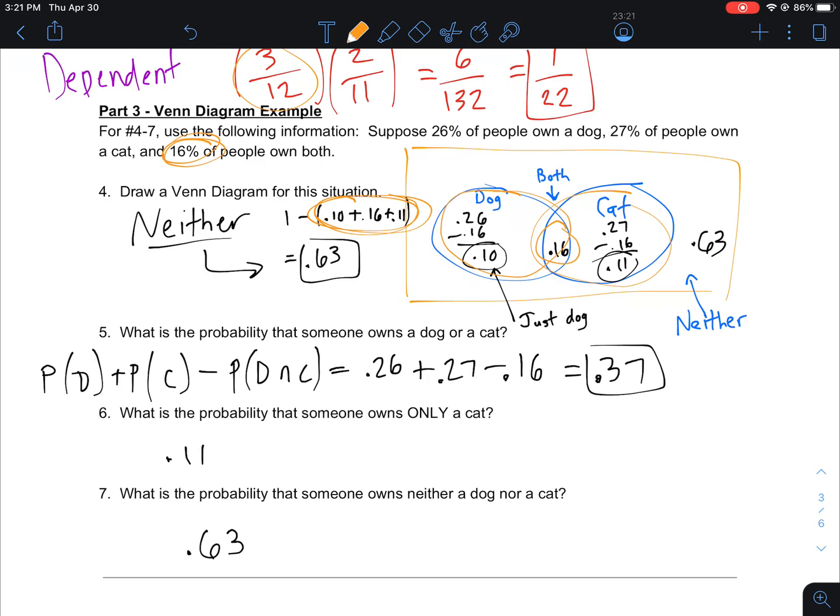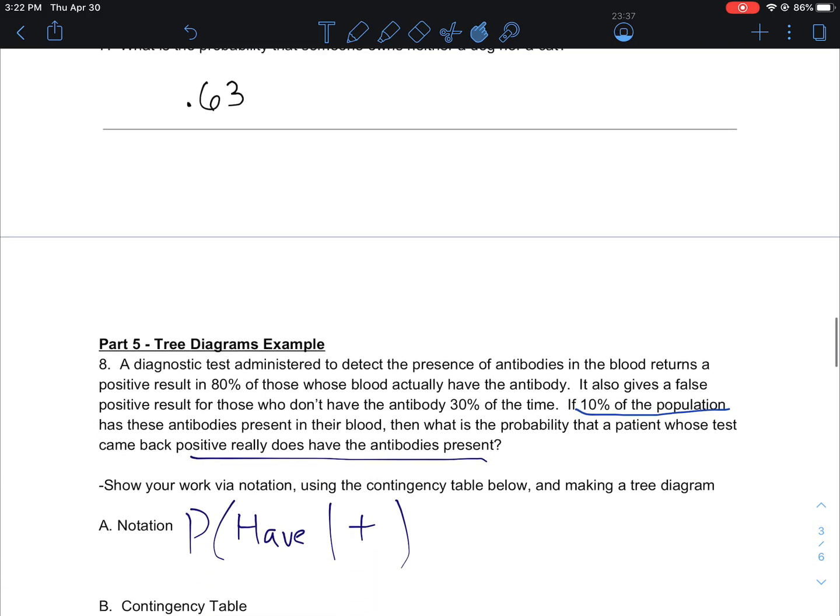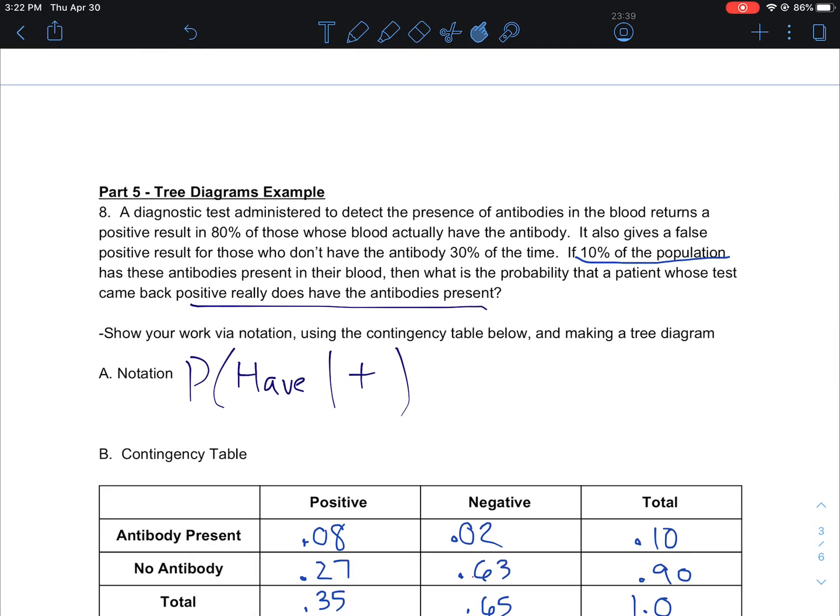Okay, so you'll see here, what's the probability someone owns a dog or a cat? Well, that's like saying dog plus cat minus their overlap. That's where 0.37 comes from. Now that we've done the work, we can already tell who owns only a cat is 11% and neither is 63%. All right, moving along here.